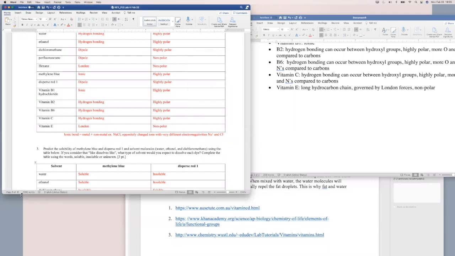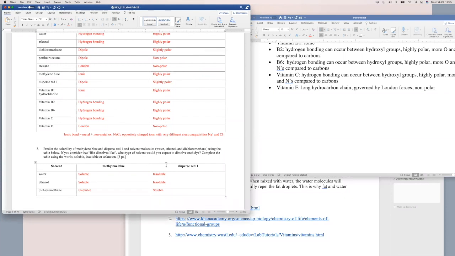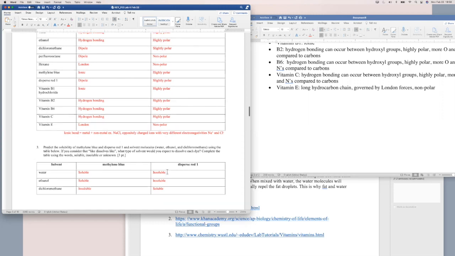Oops. Let me drag this down. And then dispersed red is going to be slightly polar. So water being highly polar, if we had to pick a yes or no answer, we don't want to be 50-50. If we just want to know yes or no, is it going to be insoluble, then it is going to be insoluble because dispersed red is slightly polar and water is highly polar. Maybe if we dumped the excess amounts of one or the other into each other, they would dissolve, but we don't know for sure. So we're just going to say insoluble.